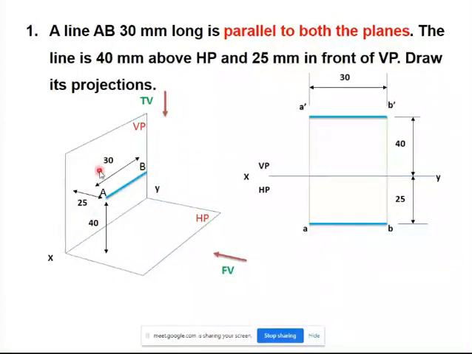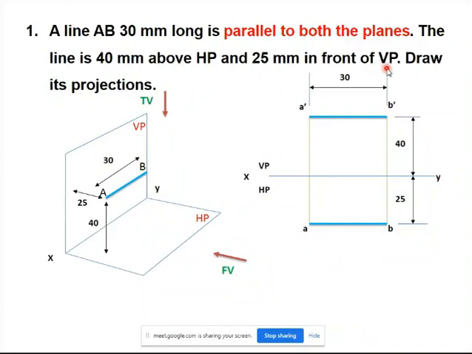Also with that, there are some more conditions available in this problem. So first I will read the problem once again. Line AB. Here the name of the line is AB, that is 30 mm long. So the length of the line is 30 mm, and that is parallel to both the planes. So this is our condition. It is parallel to both the HP and VP. And the line is 40 mm above HP and 25 mm in front of VP.